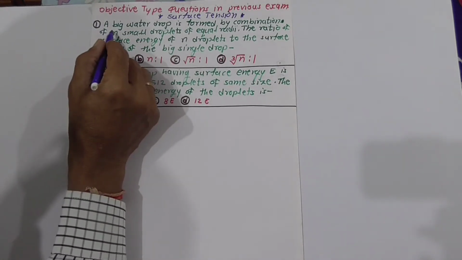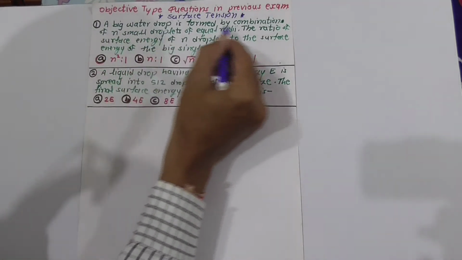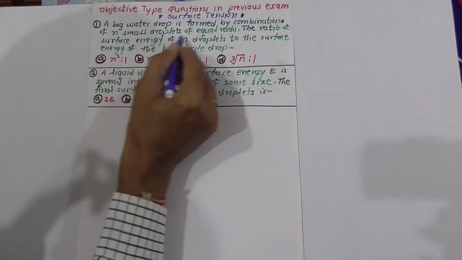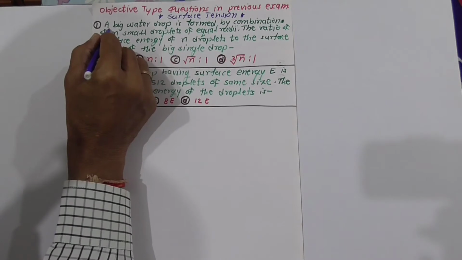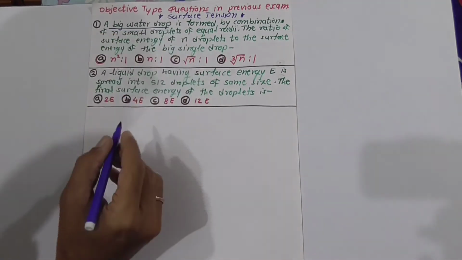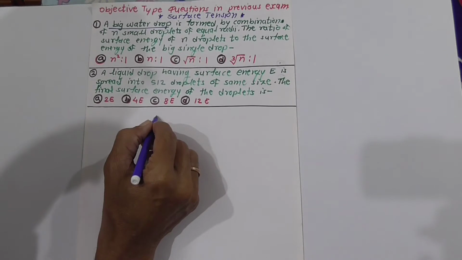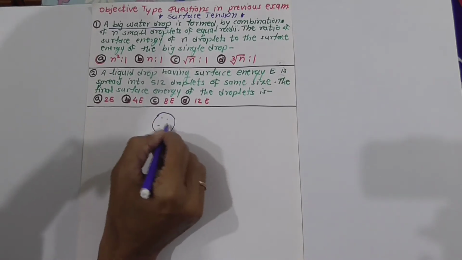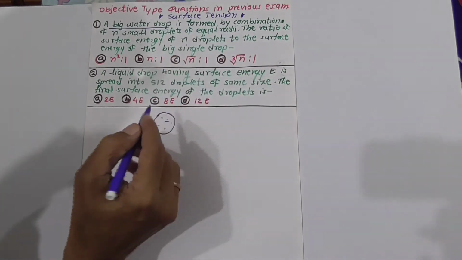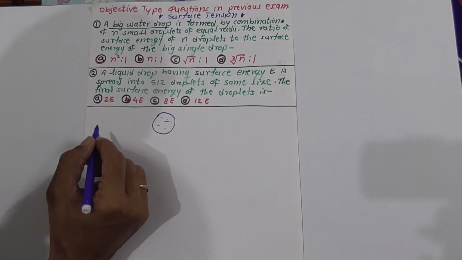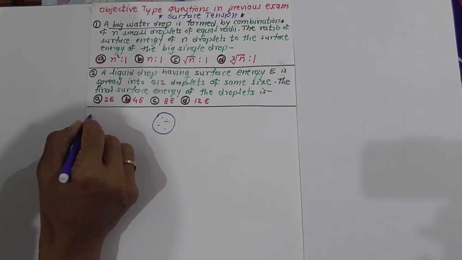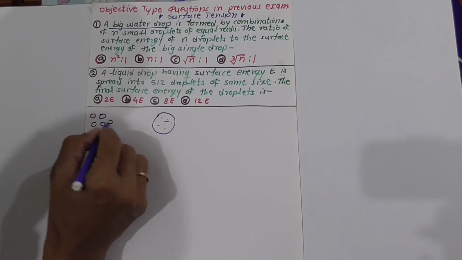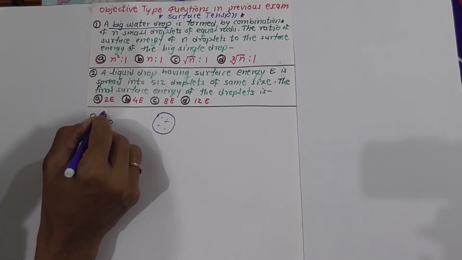A big water drop is formed by combination of n small droplets of equal size. There is a big water drop, which I draw here as a big one. It is formed, prepared, by the combination of n small droplets. There are small droplets here, which I can show like this. They have equal size, meaning their radius is the same.